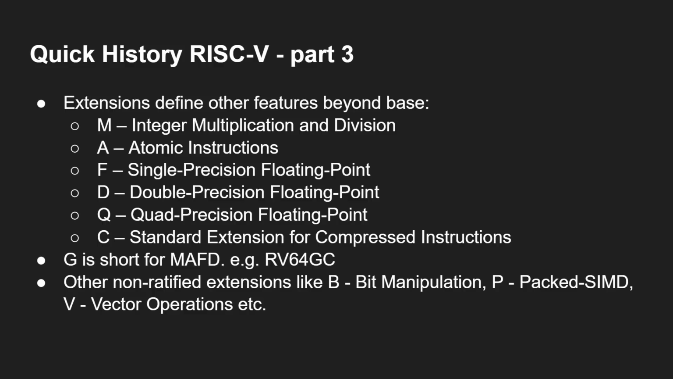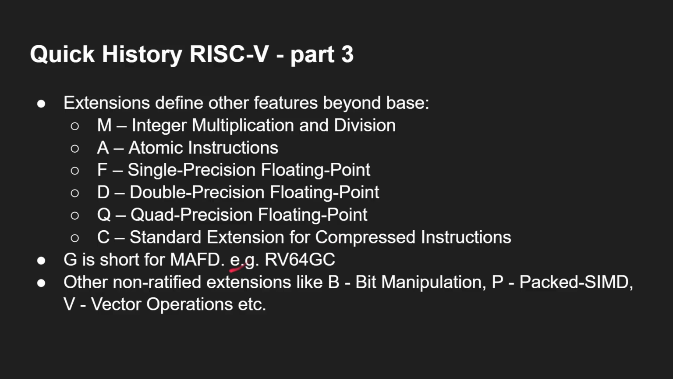Now, of course, you don't want to say I've got an MAFD processor, so they've got G, which is a shorthand form of saying MAFD. Why? Because they assume that lots of advanced processors, particularly ones that can run Linux or something like that, will implement all of those. So a company might say we've got an RV64GC processor. That means it's RISC-V, got the base ISA, 64-bit version. It's got G, which means it's got multiply and division, atomic instructions, and floating point in there, both single and double precision. And the C at the end there means it's also got the extension for compressed instructions.